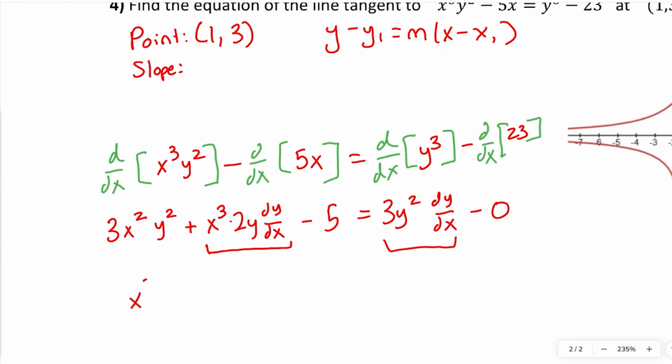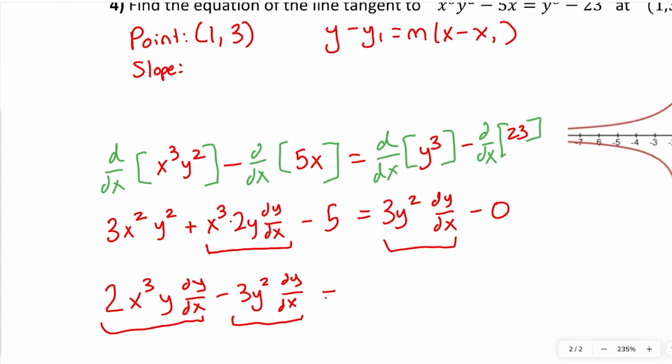All right, so I've got x cubed. And I'm actually going to bring that 2 out to the front just to make this look a little nicer. 2x cubed y dy dx. Okay, that's that one. Minus 3y squared dy dx. Okay, that's that other one over here. Equals negative 3x squared y squared plus 5. Okay, so I pulled the 3x squared y squared minus 5 over to the right-hand side using those properties of equality. I subtracted the 3x squared y squared from both sides, and then added 5 to both sides to do that.